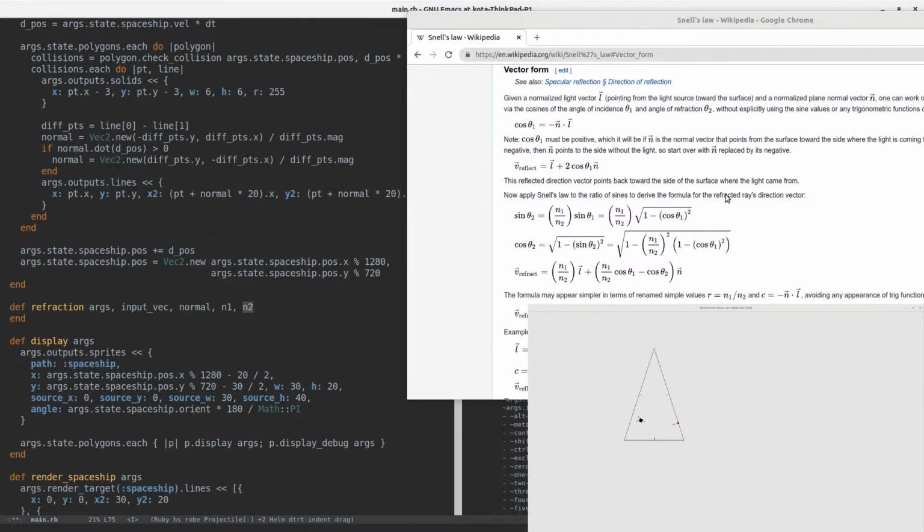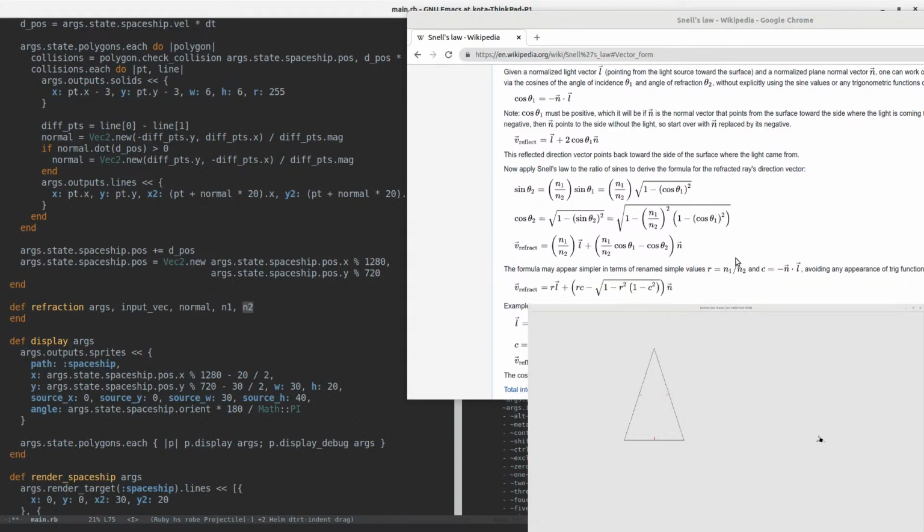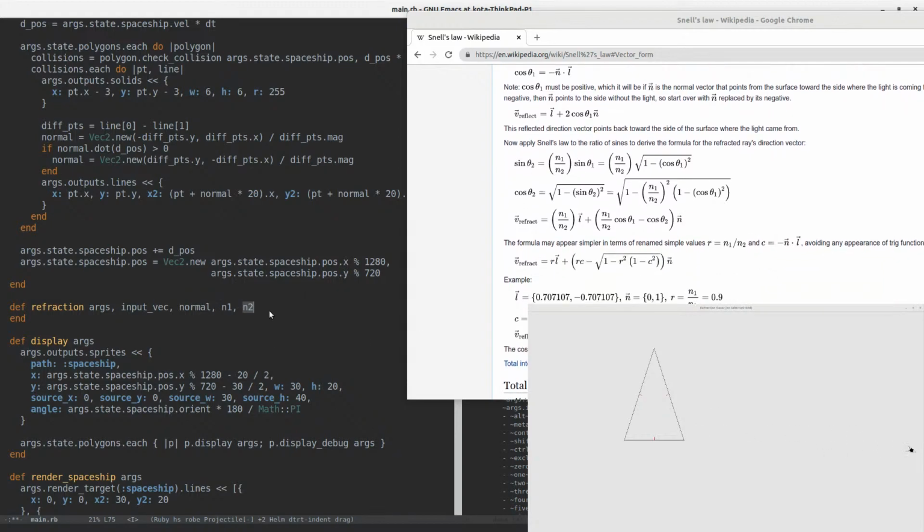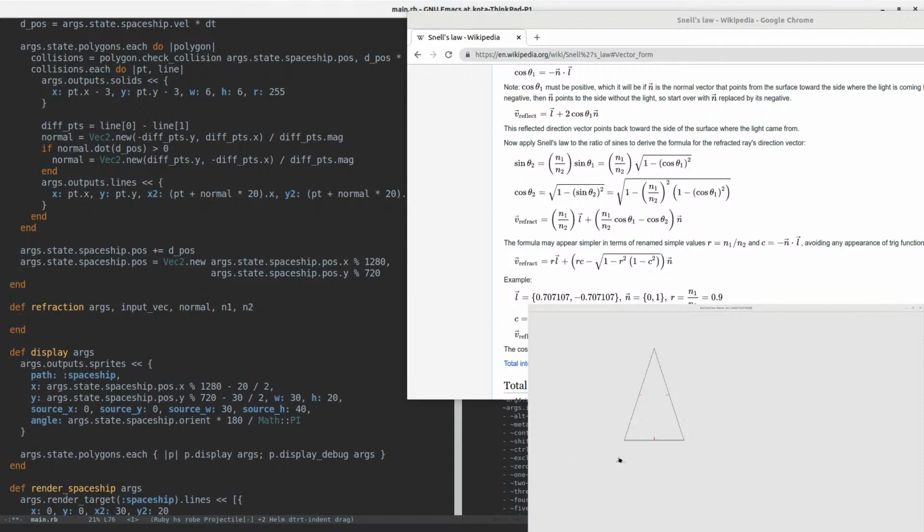And am I missing anything else? Input vector, the normal, N1, N2. Okay, cool. I think that's everything.